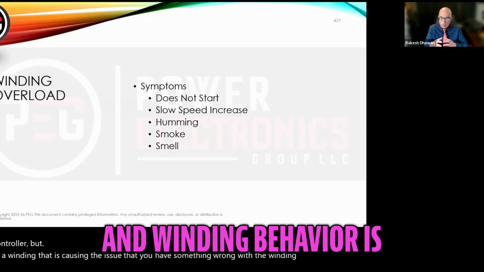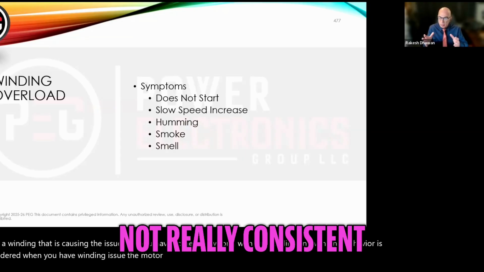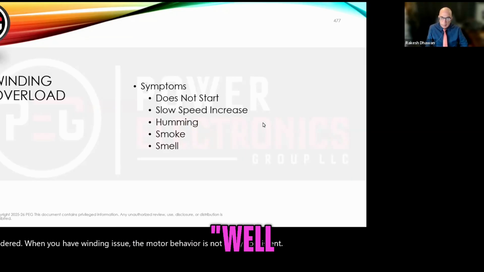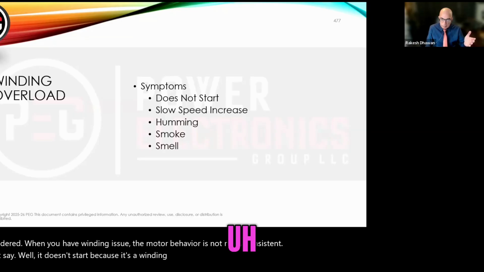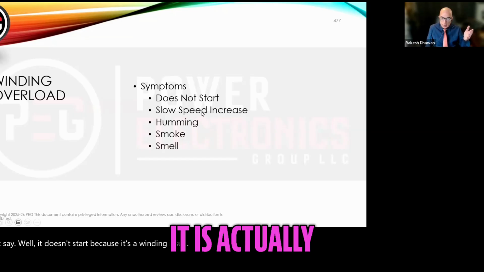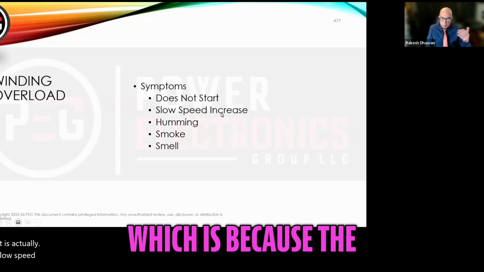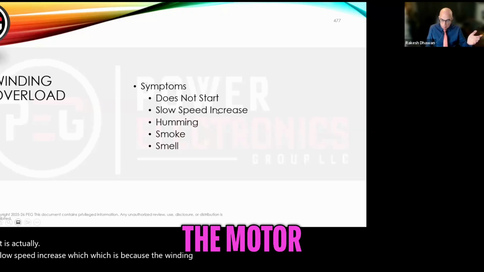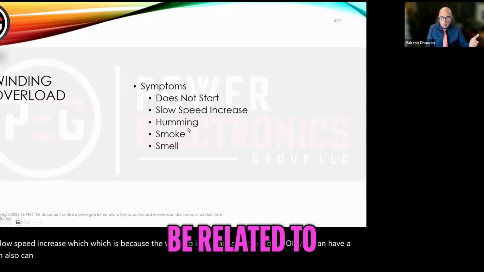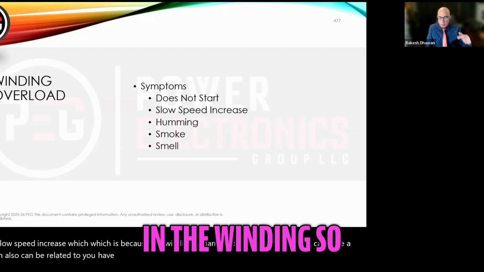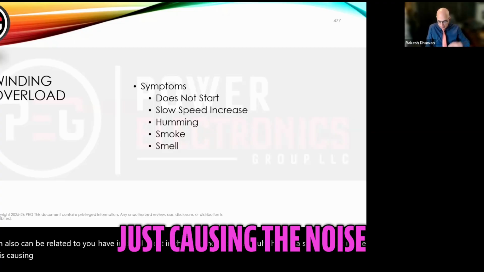And winding behavior is never consistent. When you have a winding issue, the motor behavior is not really consistent, right? You can't say, well, it doesn't start because it's a winding issue. It may be that it is actually having a very slow speed increase, which is because the winding is damaged in the motor. Okay, you can have a humming, which also can be related to an internal short in the winding, so as a result, there is a short circuit in the winding, which is causing the humming noise.